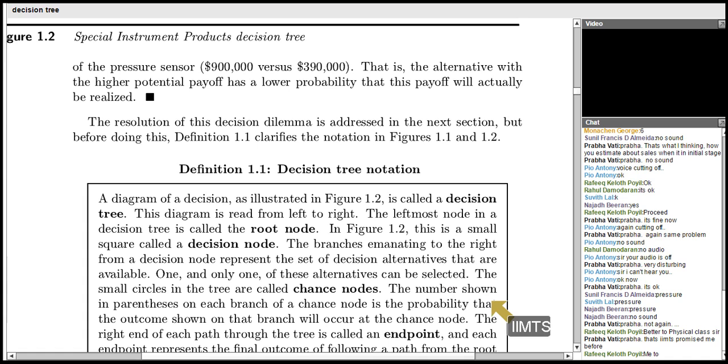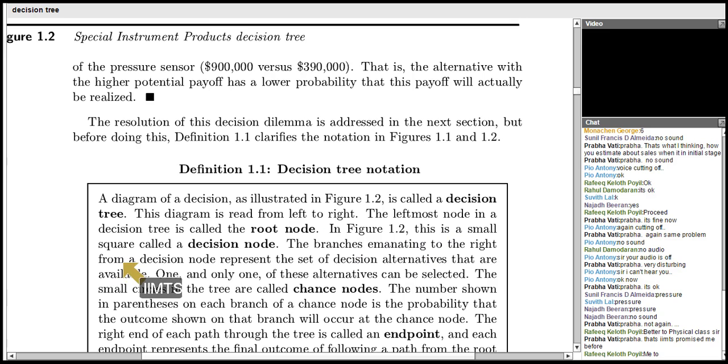Okay, let's look at a couple of decisions. They're important. Now we have in the diagram of a decision as illustrated in figure 1.2, it's called a decision tree, which all of us know by now. So that diagram is called a decision tree. Now this diagram is read from left to right. So you read it from your left to your right. And the leftmost node in a decision tree is called a root node. That is the first node, is called the root node. In figure 1.2, this is a small square.